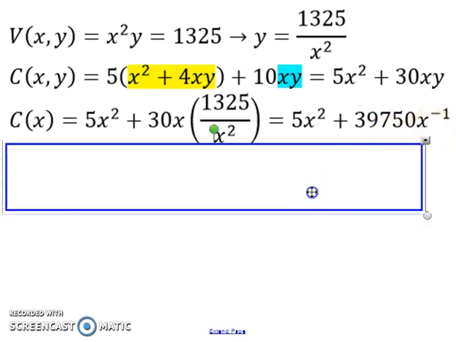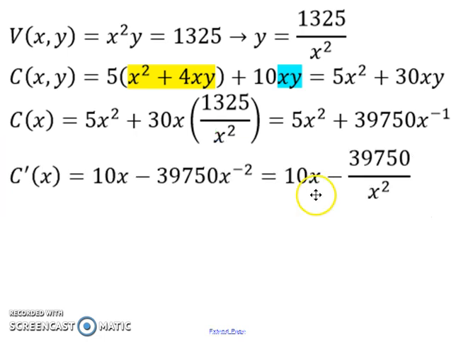I've written it this way because I know the next step is to take the derivative. The derivative of 5x squared is 10x. The derivative of this, I'm going to move the negative out front, so it becomes negative 39,750. And then the power of x drops from negative 1 to negative 2. If I were to take the second derivative, I would use this.